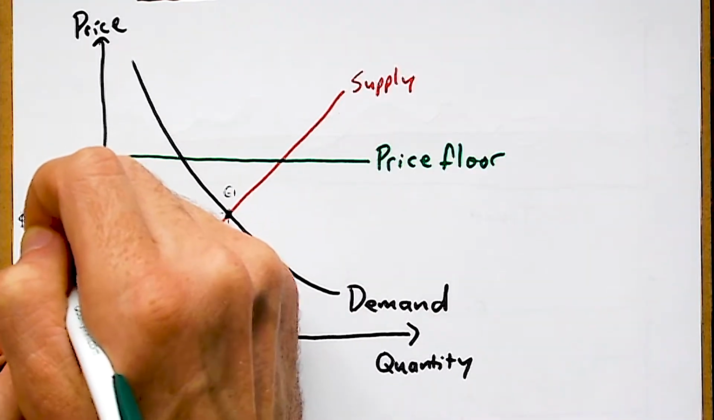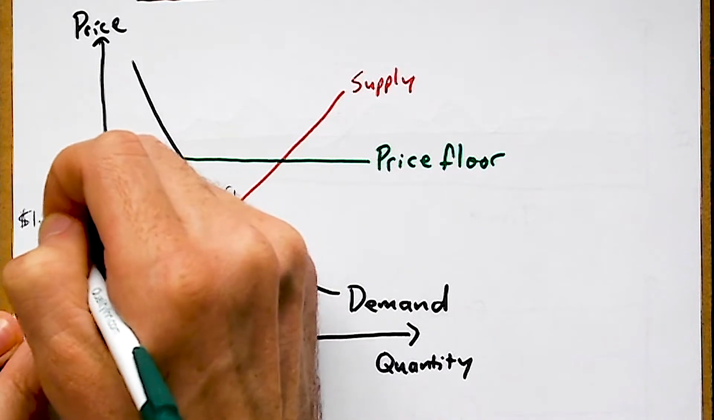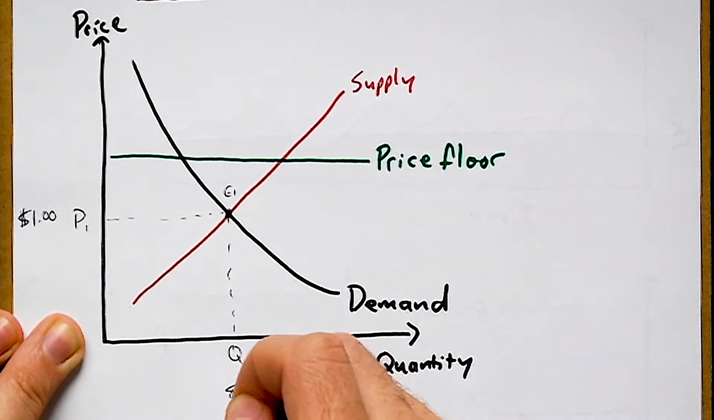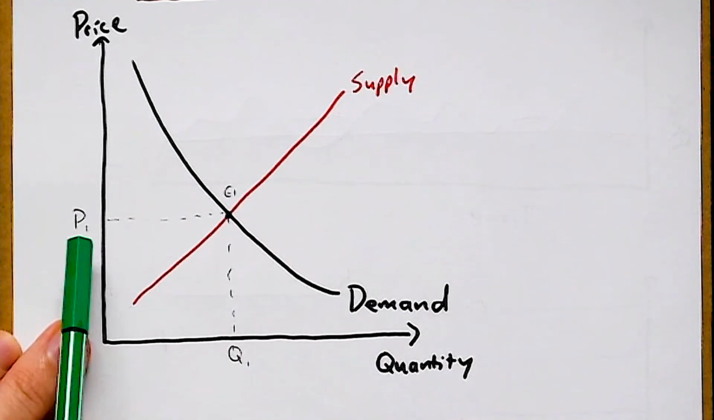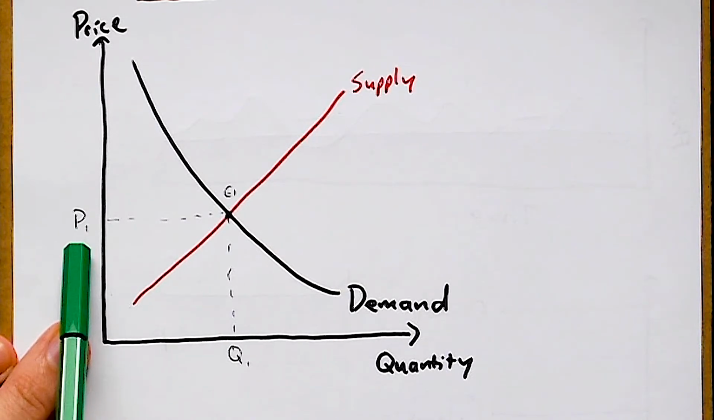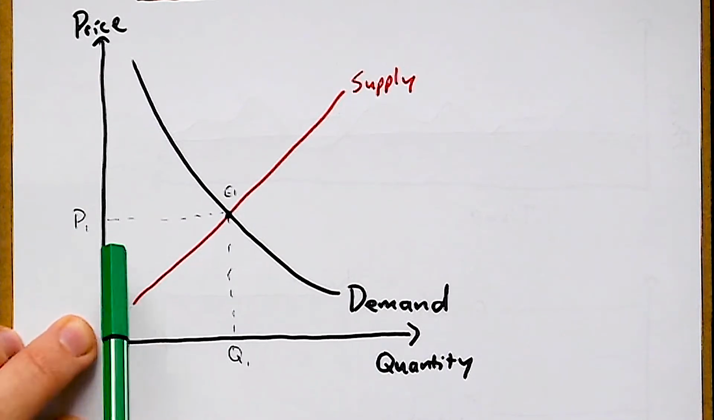P1 is $1 a pound, about where the price is today. Q1 is 80 million bags. This equilibrium price, P1, is below the cost of production plus living income for many coffee growers around the world.